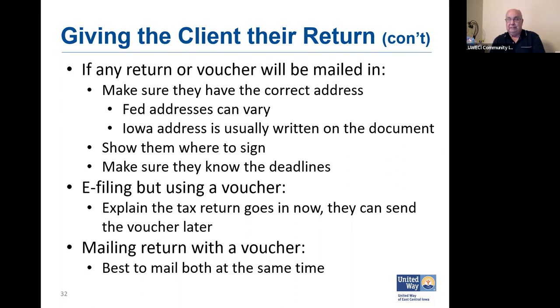If the situation is where they have to mail the return and the voucher, and that can happen in some situations, tell them, it's both, just mail them in together. If you're doing it by mail, it's probably better to keep them together, since it's going to be delayed anyway. The IRS is not going to do the manual ones very quickly. So you might as well just mail them together.